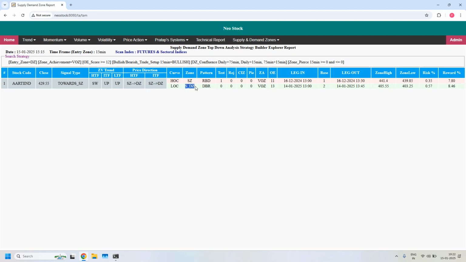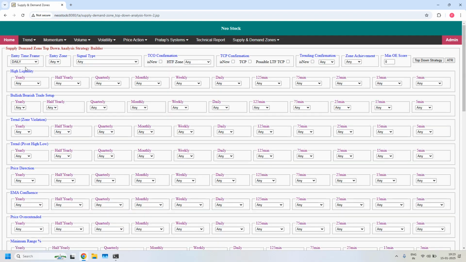But it is a high liquidity zone, 15 minutes high liquidity zone. Okay, this is about LTF, ITF, HTF zone confluence. Next, this is a bullish trade setup for daily income trade. Next, bearish trade setup for daily income trade.